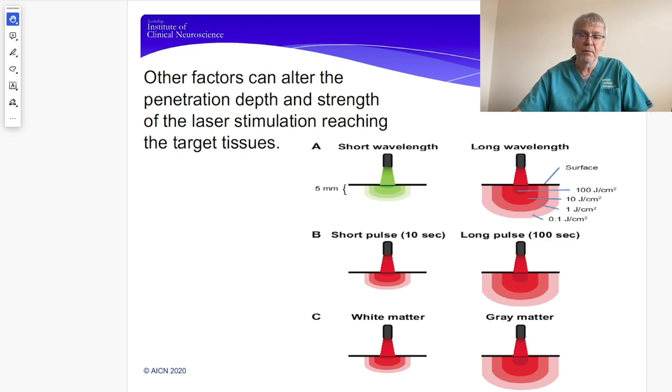The gray matter, which is the actual neurons, doesn't have a lot of fat. They have some, but not a lot. And so penetration can happen deeper in the gray matter than in the white matter. Now, all these things can be compensated for by adding more power, more intensity to the beam, and changing the wavelengths of the beams used.